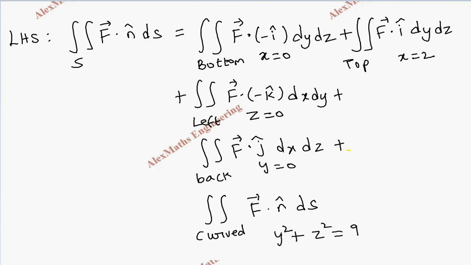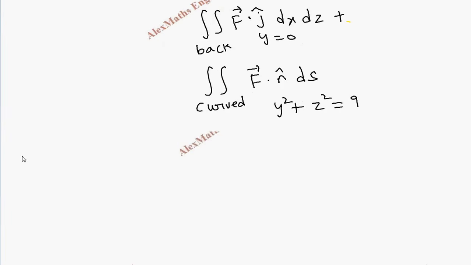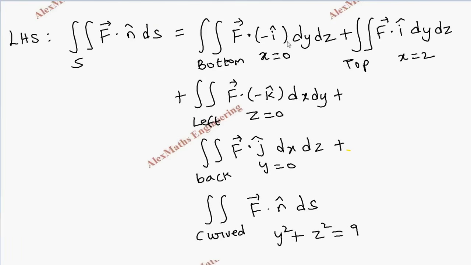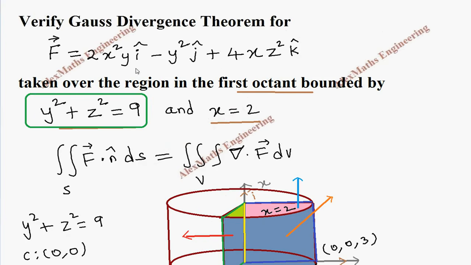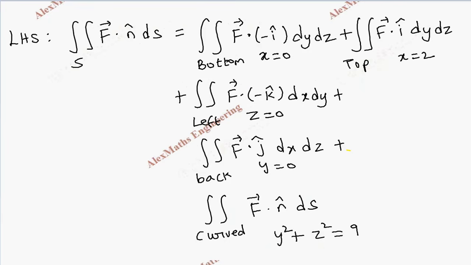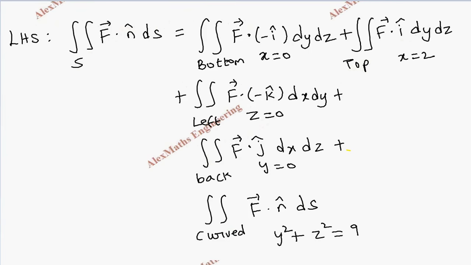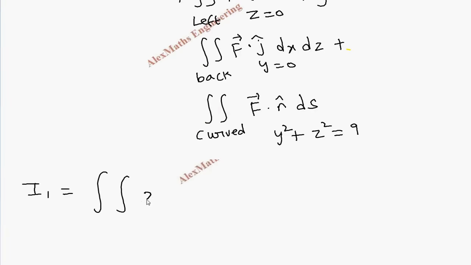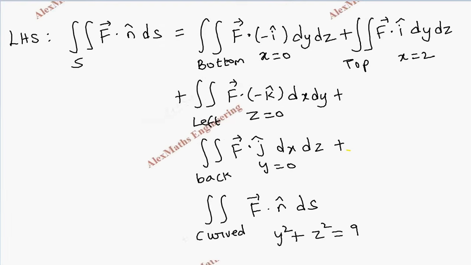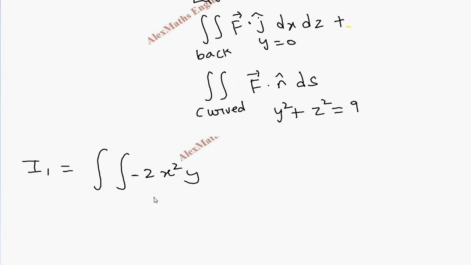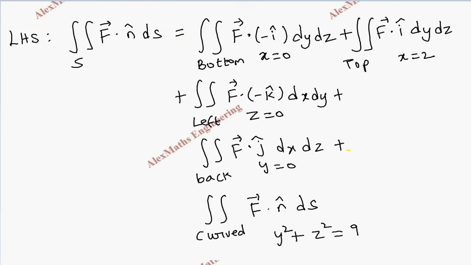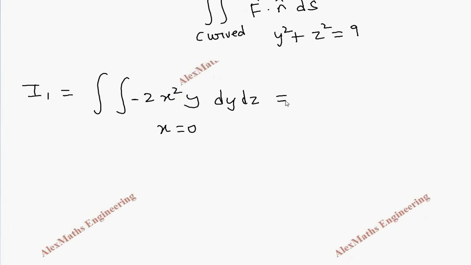We will take the first part, I1, the bottom surface. So I1 equals the double integral of F dot minus i cap. From the question, this is the F vector. When it is minus i cap, we have only 2x square y, with a minus sign because of minus i cap. Then we have dy dz, and x equals 0 is the equation. Since x is equal to 0, when we substitute x as 0, the entire integration is 0.